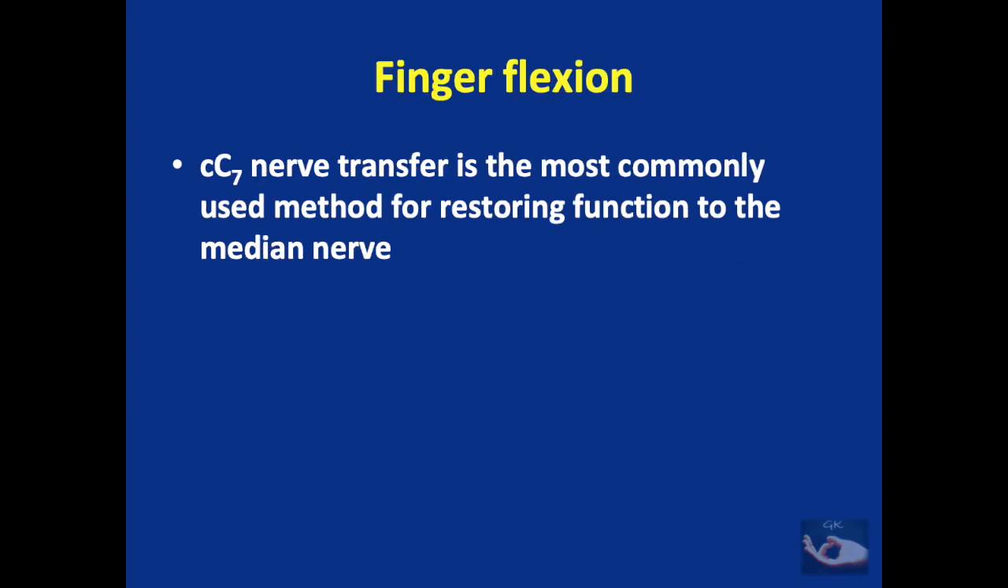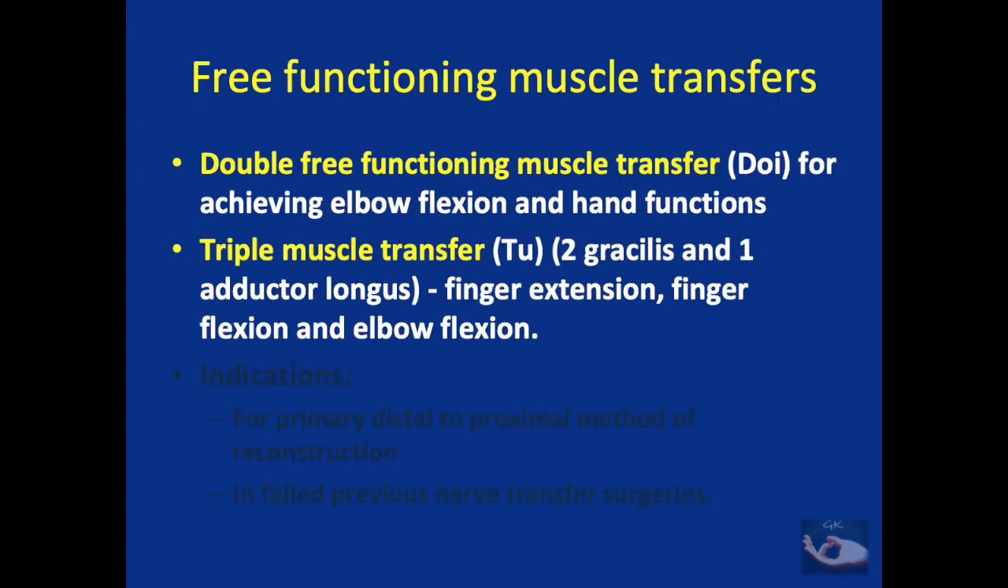As regards achieving finger flexion, contralateral C7 nerve transfer is the most commonly used method for restoring function in the median nerve. Free functioning muscle transfers have a very important role to play in pan palsies. Double free functioning muscle transfer described by Doi for achieving elbow flexion and hand functions. The triple muscle transfer described by Tu et al., using 2 gracilis and 1 adductor longus for finger extension, finger flexion and elbow flexion.